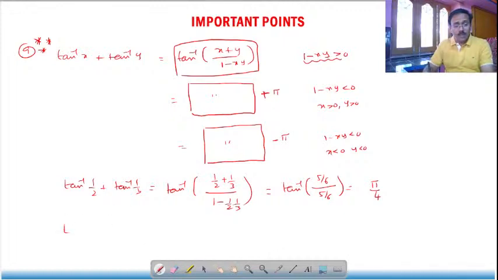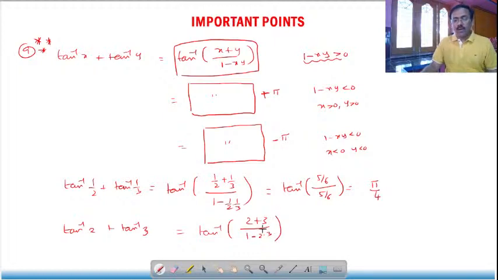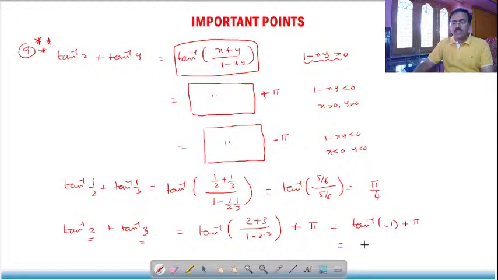Next, suppose you are given a problem like tan inverse 2 plus tan inverse 3. You just try to apply this formula. Tan inverse of x plus y by 1 minus xy. You see, after writing the formula, you got a negative denominator, and x and y both positive, so the basic formula plus pi. In fact, this is, friends, 5 by minus 5, which is minus 1, plus pi. Tan inverse minus 1 is minus pi by 4, right? Plus pi, which is 3 pi by 4.